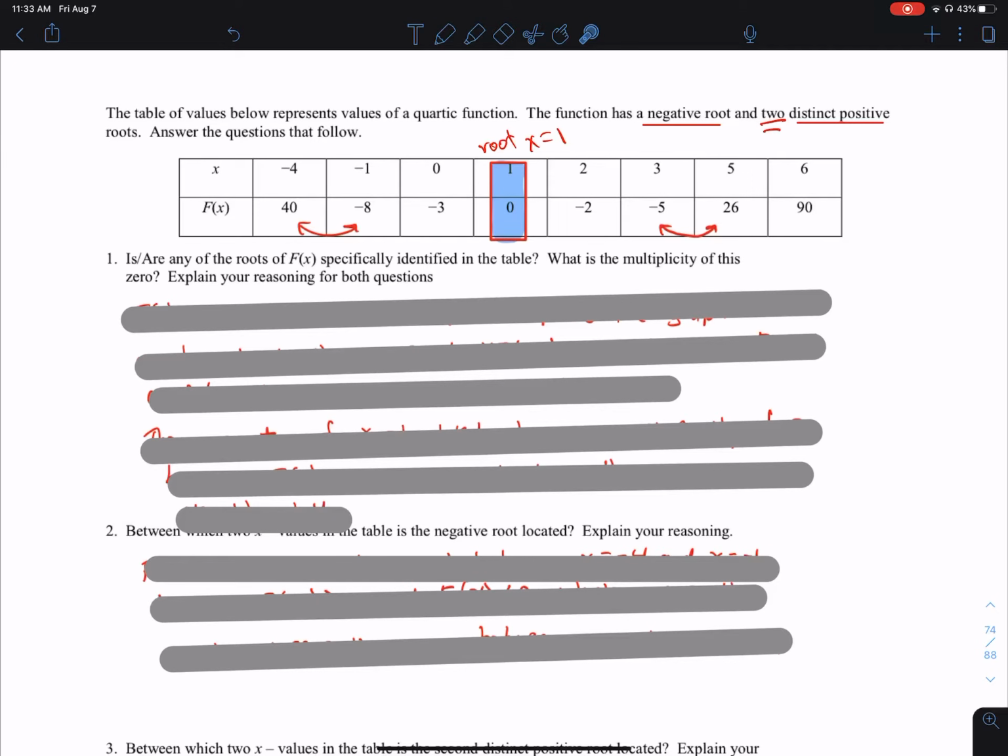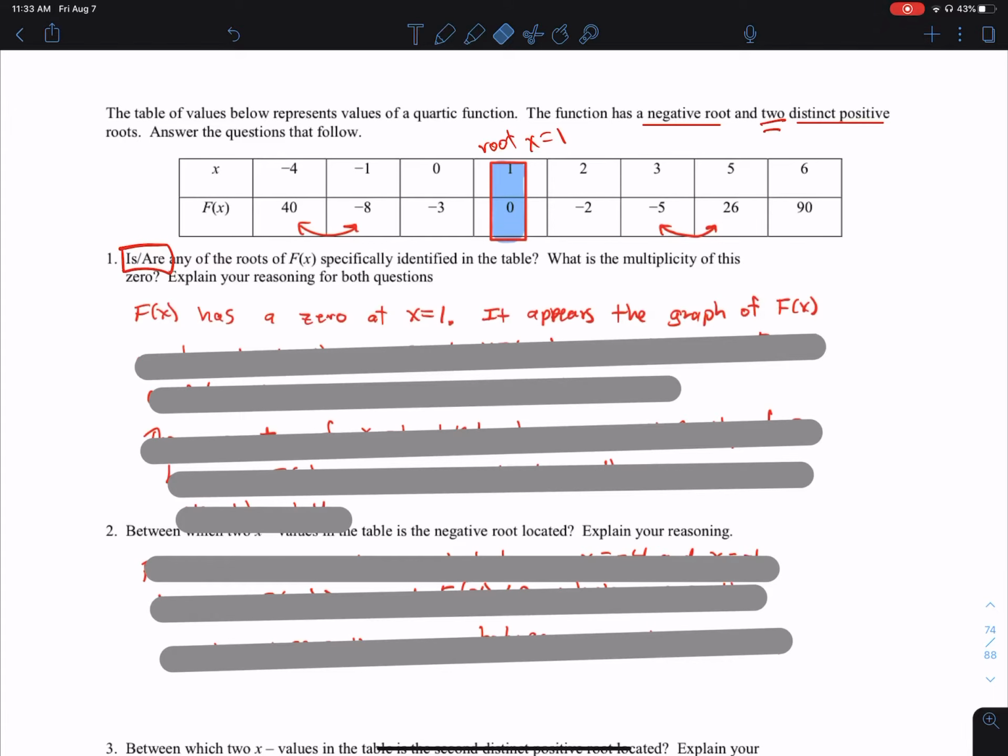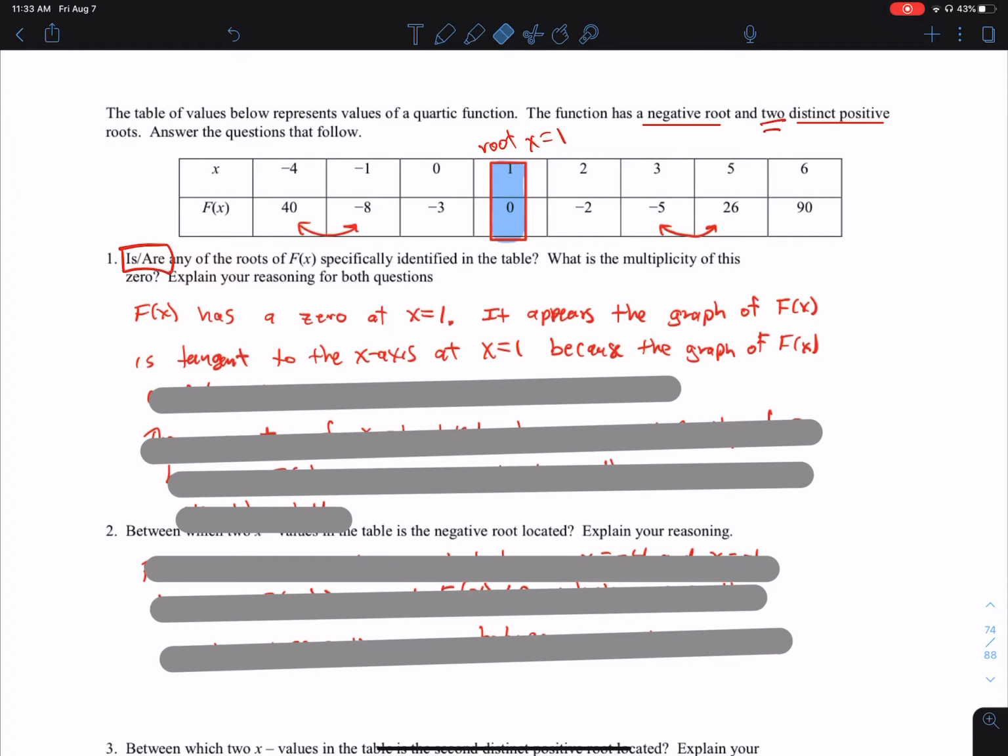Let's read the questions. Are there any roots of f of x specifically identified in the table? There sure is. It's right here. What is the multiplicity of this 0? Explain your reasoning to both questions. Well, f of x has a 0 at x equals 1. It appears that the graph of f of x is tangent to the x-axis at x equals 1 because the graph of f of x is below the x-axis at x equals 0 and x equals 2.